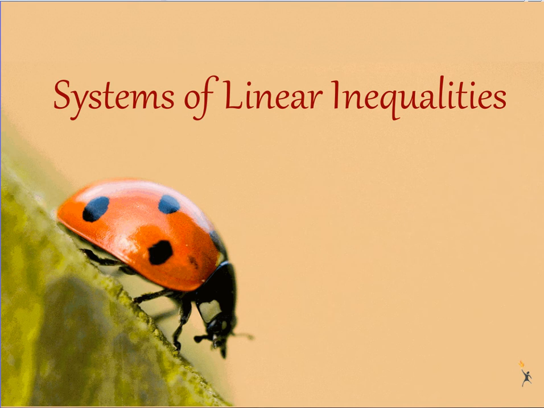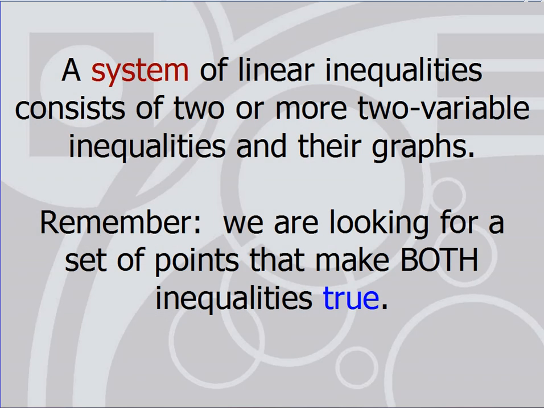Today we're going to talk about systems of linear inequalities. Before you tackle this topic, you need to know how to graph a single linear inequality in two variables. A system of linear inequalities consists of two or more two-variable inequalities and their graphs. Today we're tackling systems with only two inequalities. And just like in a system of equations, we're looking for a set of points that make both inequalities true.